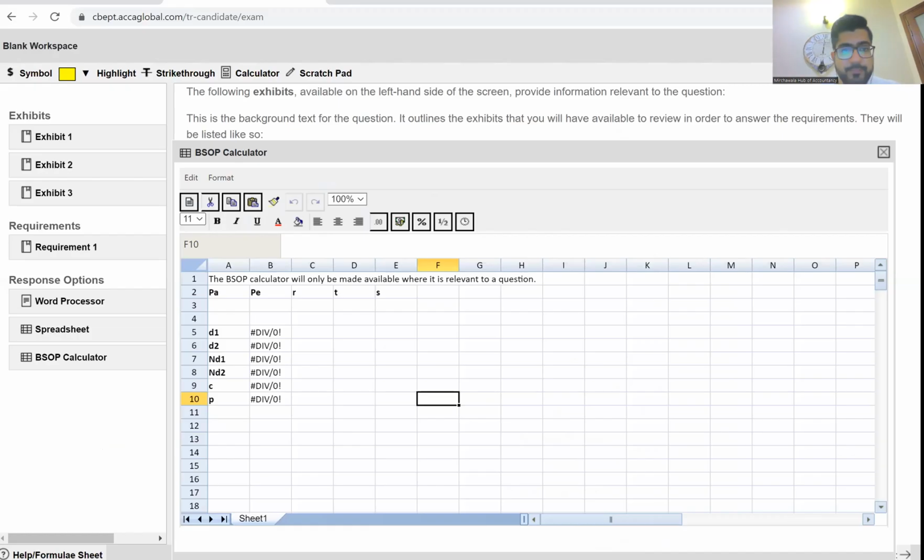Now in the exams, at the left-hand side, you have a BSOP calculator. Click on that. And what do you have to do in a BSOP calculator? You just have to put the values of PA, PE, RST. It will open like this. And you just have to put PA, PE, RTS. The answer will come, everything immediately. D1, D2, ND1, ND2, call, put value. No need to do anything. You just have to do one thing. Put PA, PE, RST. Let's check it.